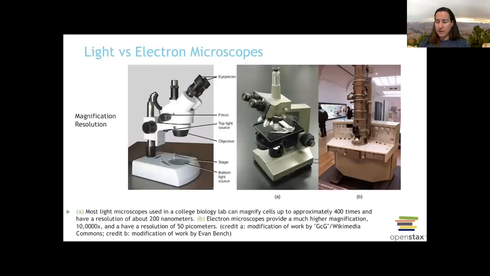Just a few more terms that we need to know on microscopes. So we're going to go into all the different types of microscopes in this chapter.